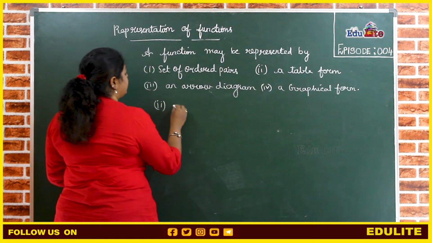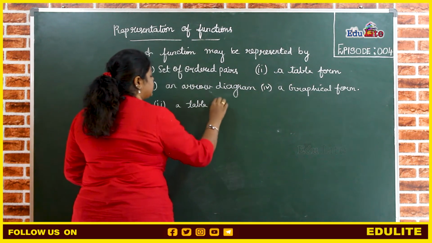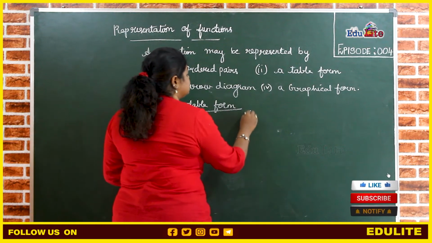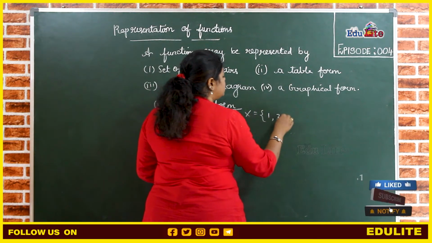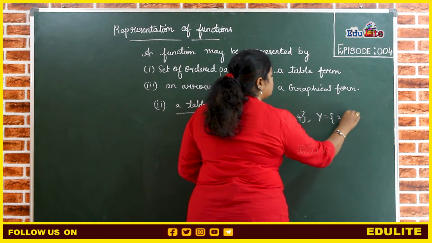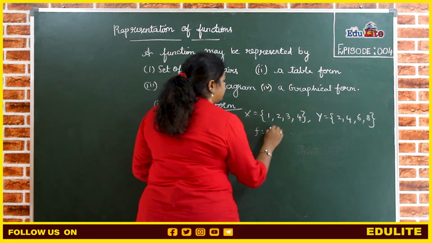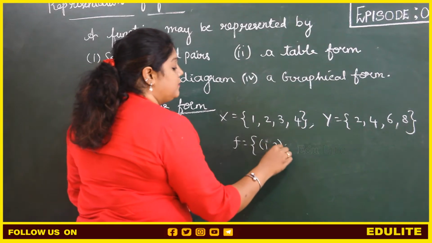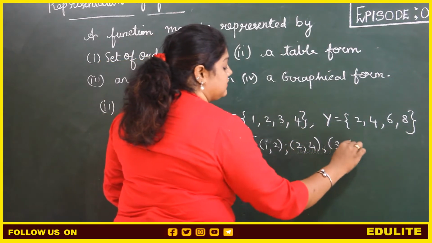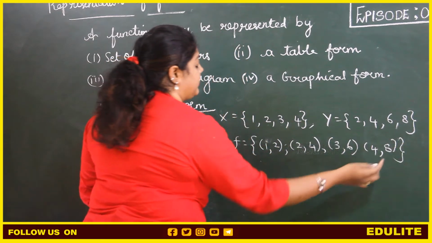The second one is to represent a function in table form. Let us see how to represent it. Similarly, I am taking 2 sets. X equals 1, 2, 3, 4, and y equals 2, 4, 6, 8. And the function f is given as (1, 2), (2, 4), (3, 6), (4, 8). For the given sets, this is the function represented.